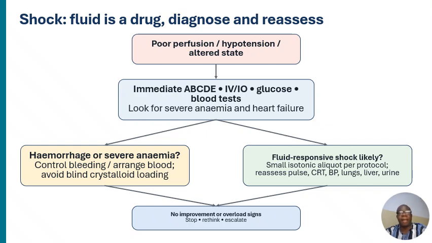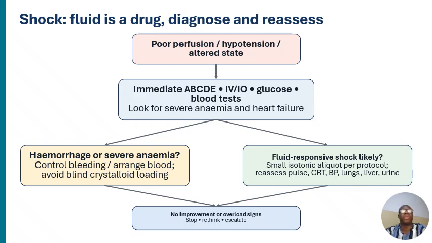Look for tachycardia, all right? Weak pulse, prolonged capillary refill, temperature gradient, altered mental state, and reduced urine output. Hypotension is a late sign in children, so don't wait for that to happen. Begin ABCDE, and then give oxygen when indicated. Obtain intravenous access, check glucose, and then send essential tests as the case may be.